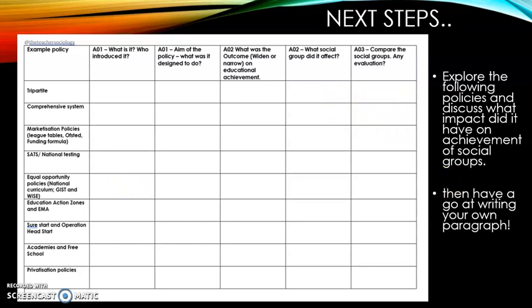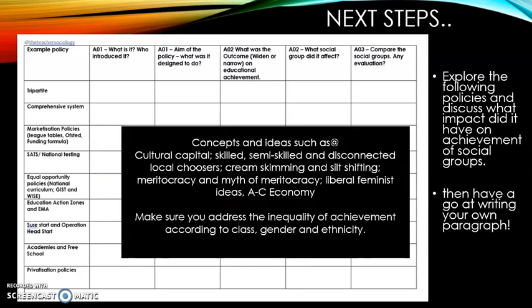Then you can have a go at writing your own paragraph. You can also link to other concepts and ideas as well, such as cultural capital, skilled and semi-skilled and disconnected choosers, cream skimming, silt shifting, meritocracy, myth of meritocracy, liberal feminist ideas, A to C economy. Just make sure that you are addressing the inequality of achievement according to class, gender and ethnicity.